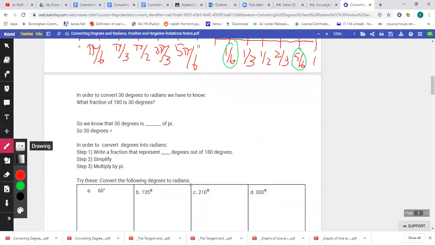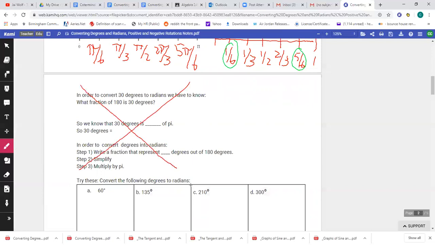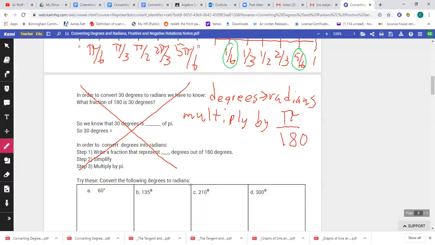We're actually going to skip all of this stuff because this would work better if I was in a class with you and just show you this simple shortcut. So if I want to convert from degrees to radians, all I have to do is just multiply by pi over 180. Now, why do I multiply by pi over 180?